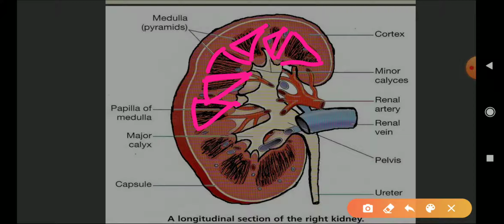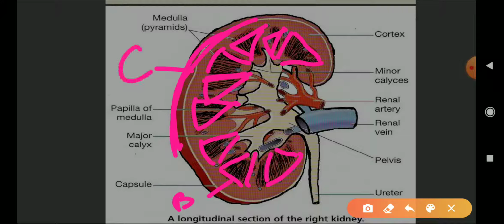These are all renal pyramids. What you are seeing on the screen, the pink structure that I am drawing right now, are the renal pyramids. If you see the base of the pyramid, it is facing towards the cortex. So this part is cortex, while this part is medulla.